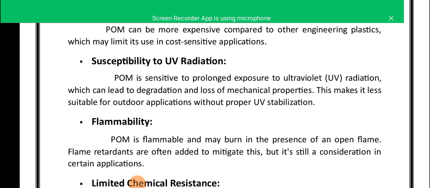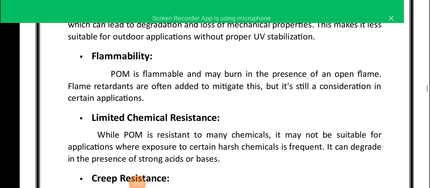Polyoxymethylene is sensitive to prolonged exposure to ultraviolet radiation, which can lead to degradation and the loss of mechanical properties. This makes it less suitable for outdoor applications without proper ultraviolet stabilization. Flammability. Polyoxymethylene is flammable and may burn in the presence of an open flame. Flame retardants are often added to minimize this, but it is still a concern in certain applications.